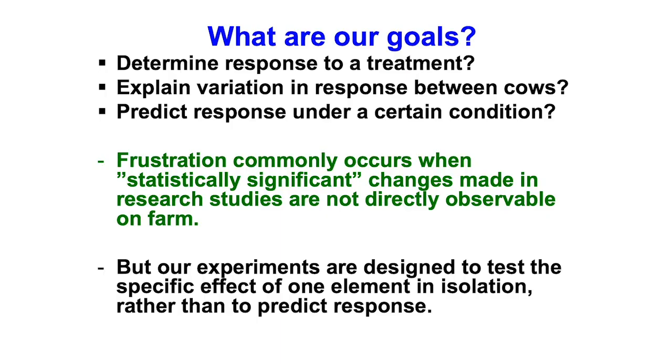So what are our goals? Determine the response to the treatment, explain variation in response between cows, or predict response under a certain condition. So the frustration commonly occurs when statistically significant changes made in research studies are not directly observable on the farm. And this is just what I hear from field nutritionists, right? But our experiments are designed to test the specific effect of one element in isolation rather than to predict the response, right? So when we go into experiments, we try to control everything as well as we can to be able to isolate the effect of that one thing.